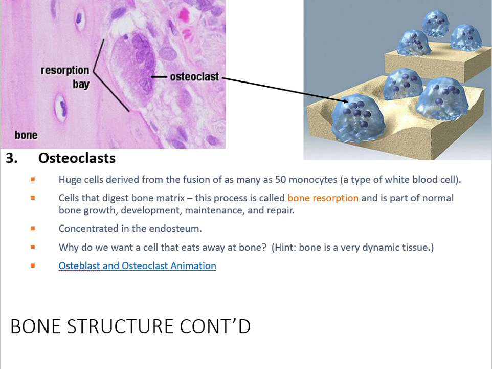Here are some other views of osteoclasts and their local depressions that they create, called resorption bays. Again, the process that they facilitate is bone resorption, and that's a normal part of bone growth, development, maintenance, and repair. We see a lot more of them in the endosteum than we do the periosteum. The reason that you might want to eat away at bone is maybe we need increased calcium in the blood, or maybe because of stressors and strains, we need to remodel the bone. We want to get rid of some of the matrix before rebuilding it. So that's just one reason why you might use osteoclasts.